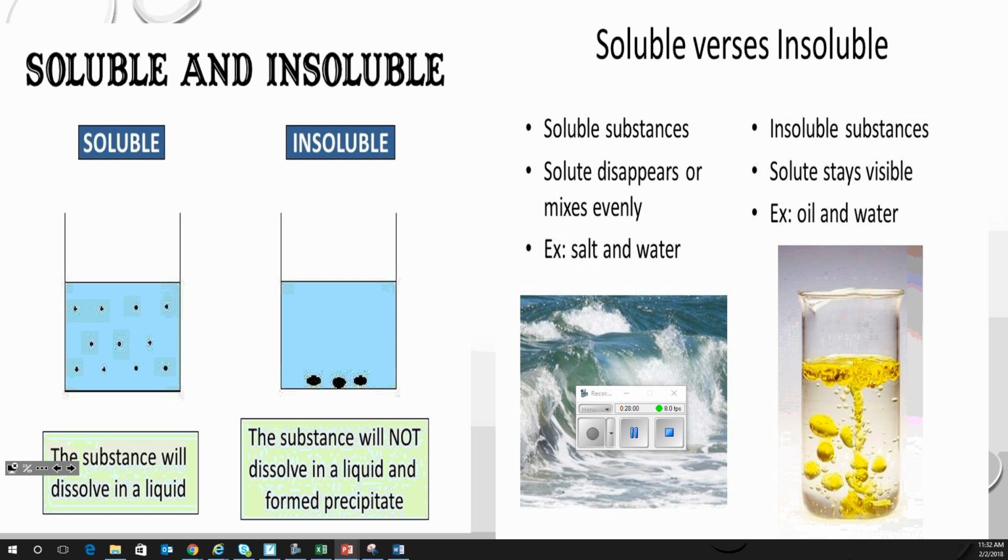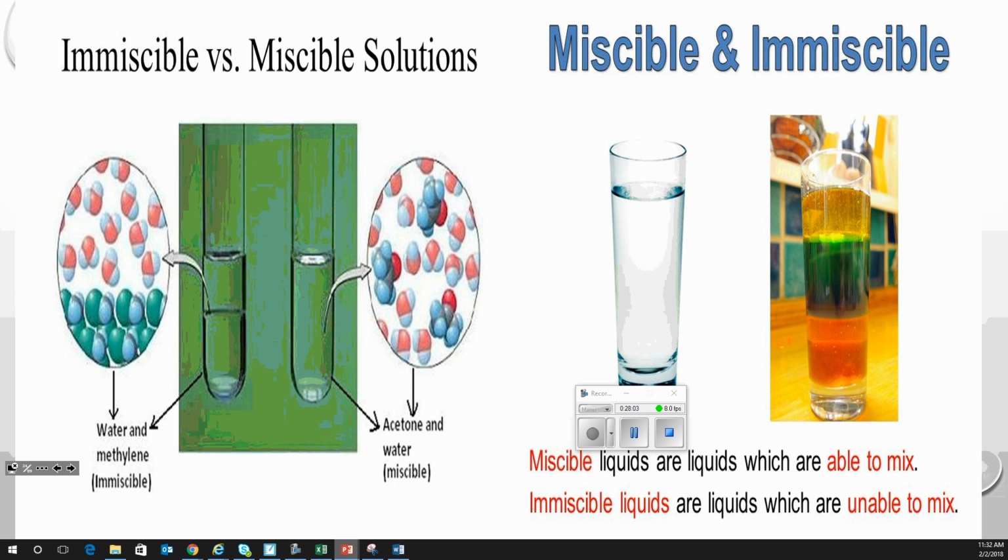But in chemistry, we don't use just soluble and insoluble. We use what's called miscible and immiscible. So the difference is miscible, think mixable. It will mix. It's soluble. Immiscible won't mix. It's insoluble. Different words for the same stuff. Usually miscible has to do with two liquids. So miscible would be like soluble, and immiscible would be like not soluble.